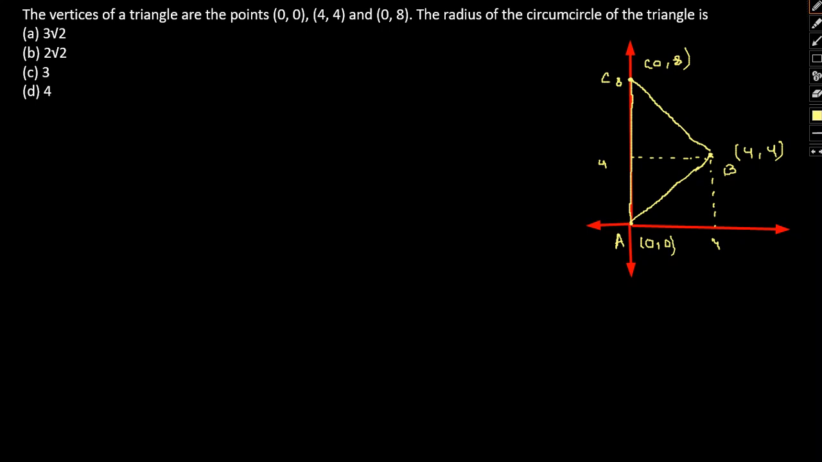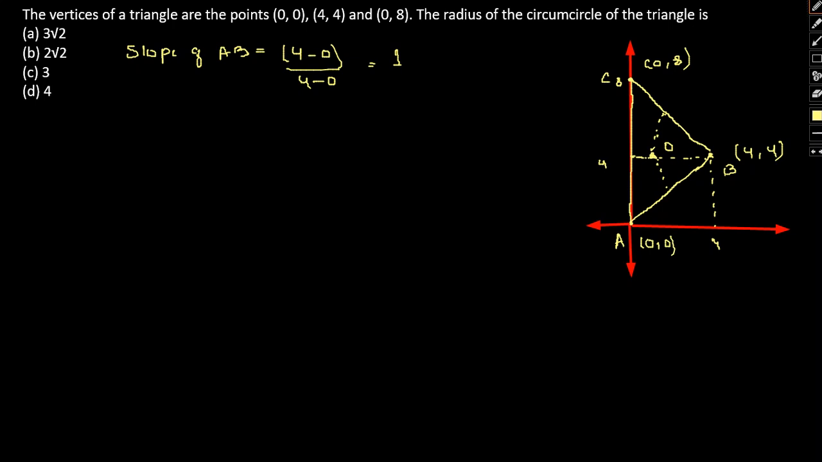So what we need to find is simply the circumradius. Now if we find the slope of AB, we have 4 minus 0 divided by 4 minus 0 equal to 1. So slope of AB is 1. Therefore the slope of the perpendicular bisector... say this is O, the point where all of these basically intersect.